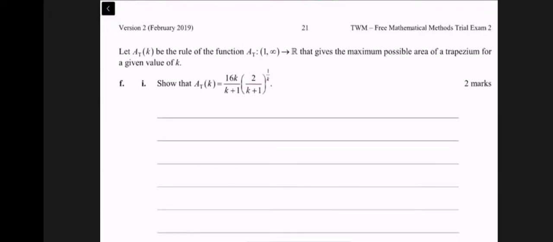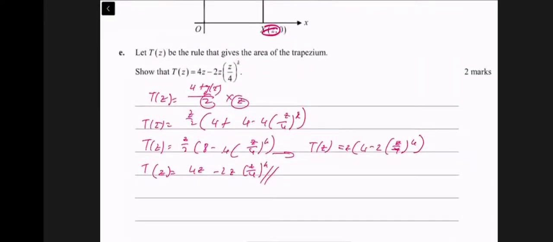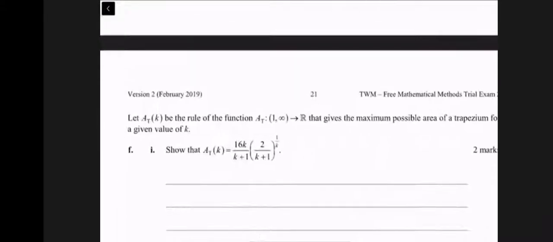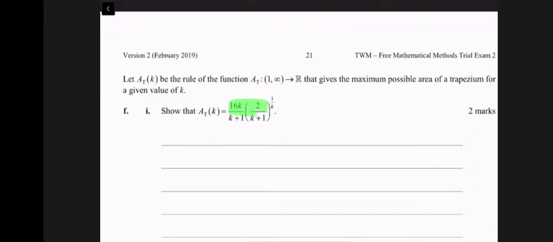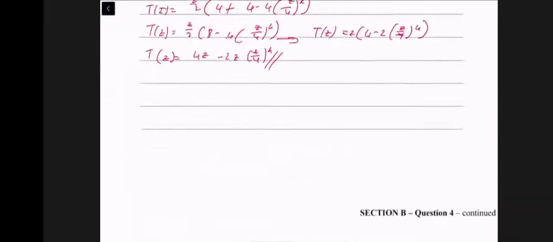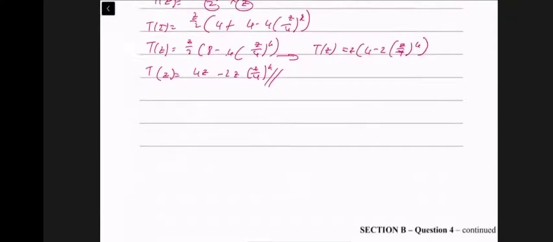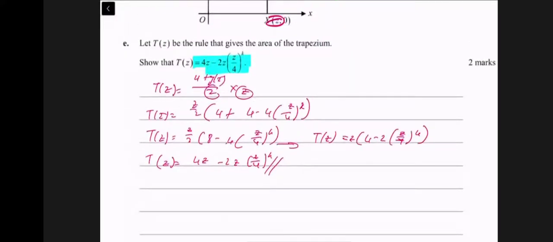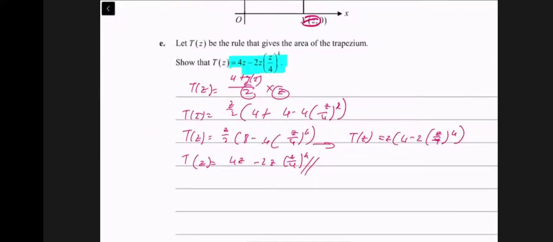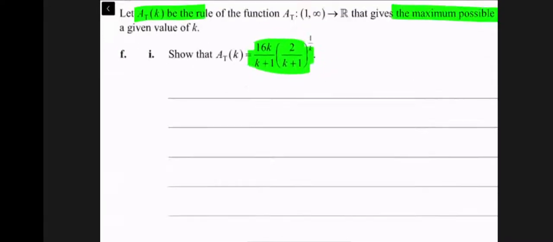Question, part F. Show that A(k) equals 16, this thing here. The first thing to notice is that you've gone from a function of z to a function of k, and that A(k) is the function of the maximum possible area. So that's giving you a hint. The way to do this question would be to find the maximum of T(z). That's how you would approach this question.